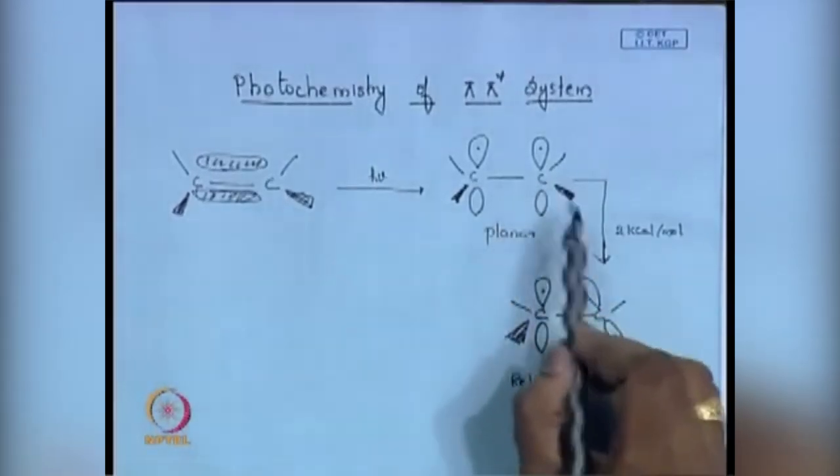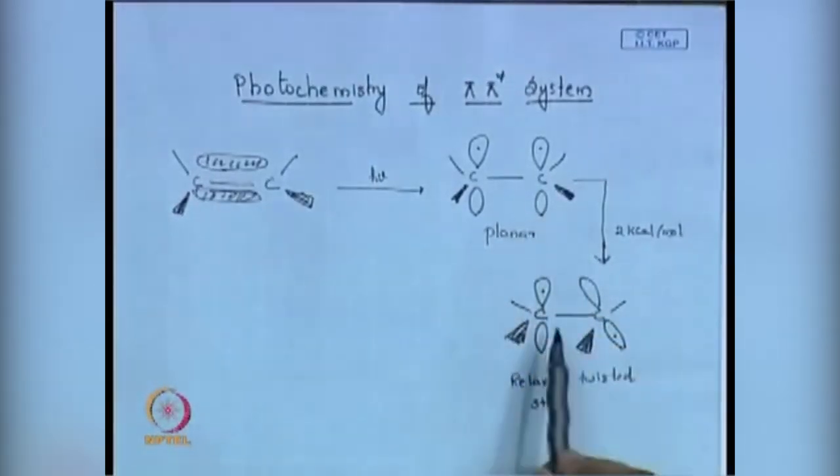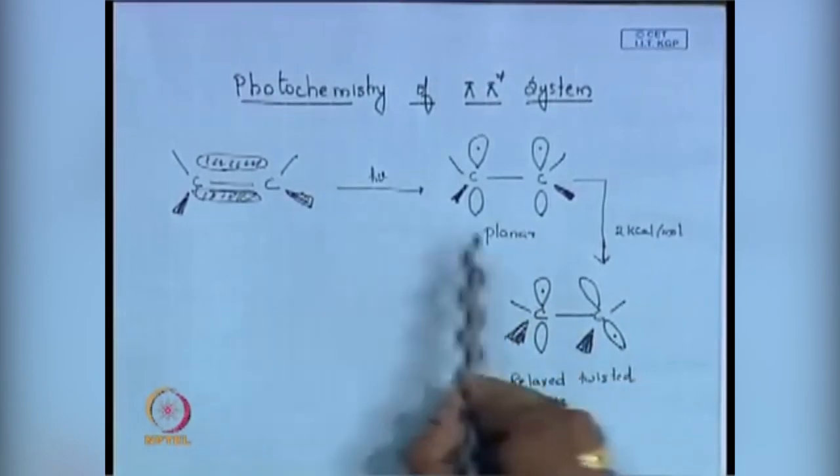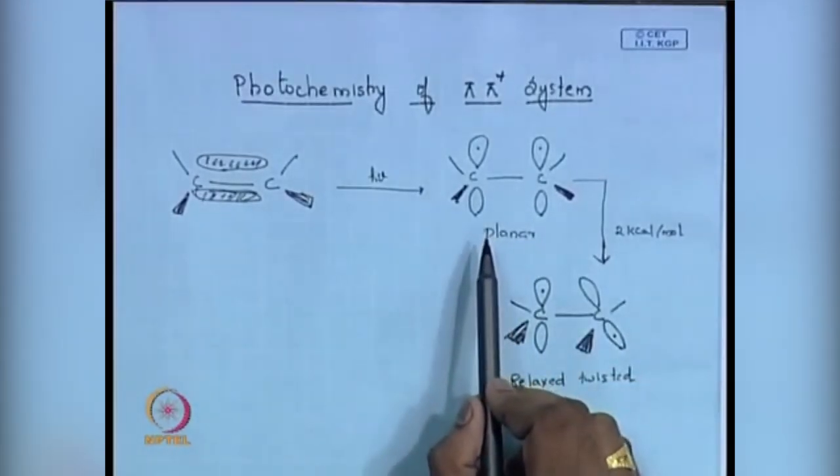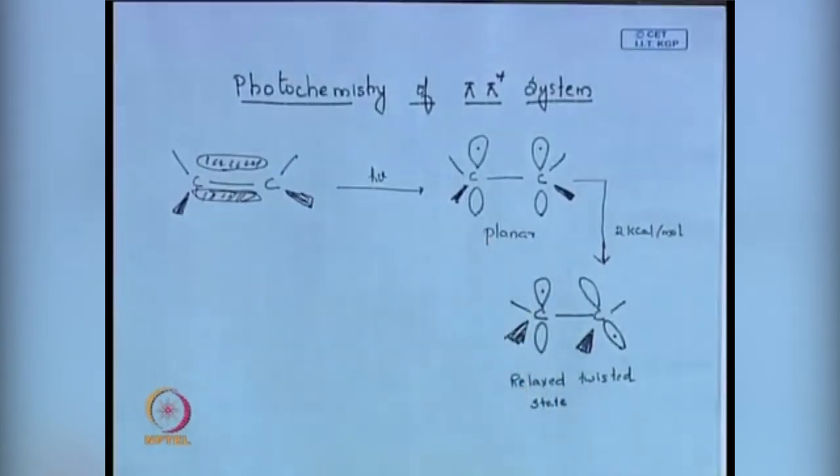This is the difference between your n pi star reactivity and pi pi star reactivity. Once it gets excited, it will be planar, but immediately it undergoes a twist, a 90 degree type of rotation, to give you a relaxed twist state, and that energy requirement is 2 kilocalories per mole. So you have to remember this first before we get into any excited state chemistry. The second point is this.